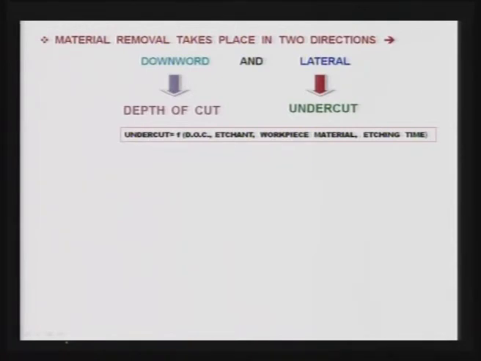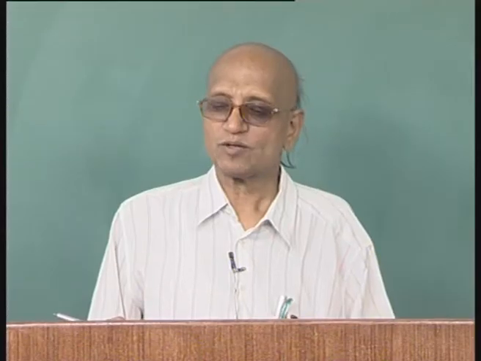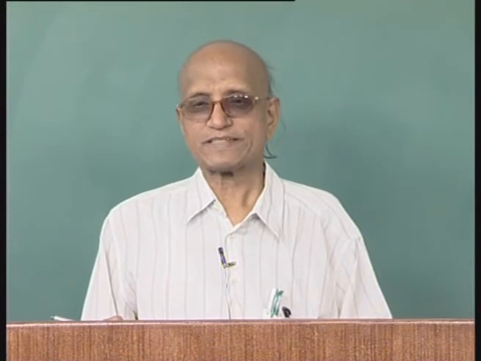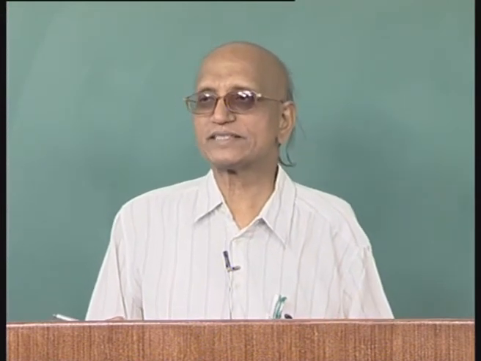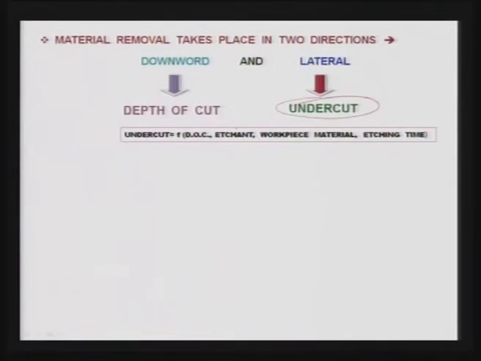And undercut is a function of the depth of cut, each type of the agent, workpiece material, and etching time. More the etching time, more is the undercut, and we want minimum undercut, because it is going to deviate or give dimensions other than what you have designed for the component. So, while designing the process of chemical machining, you should take this undercut into consideration.